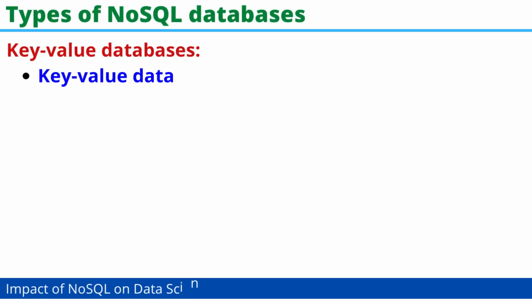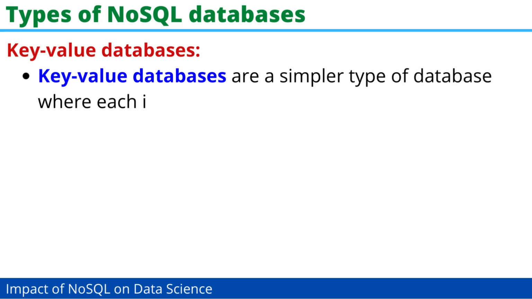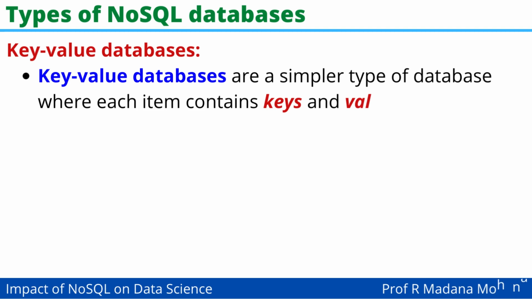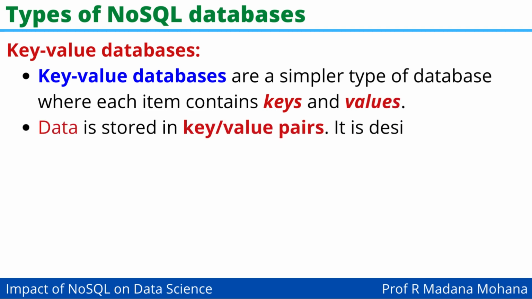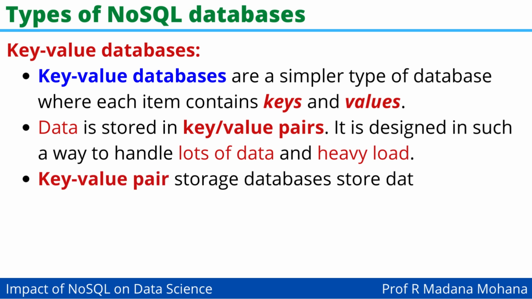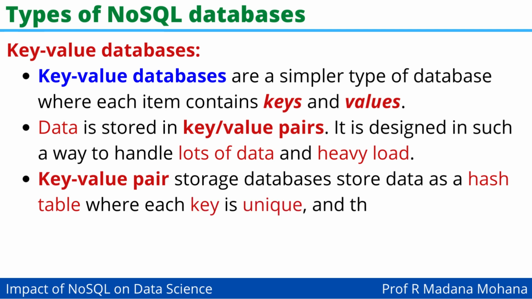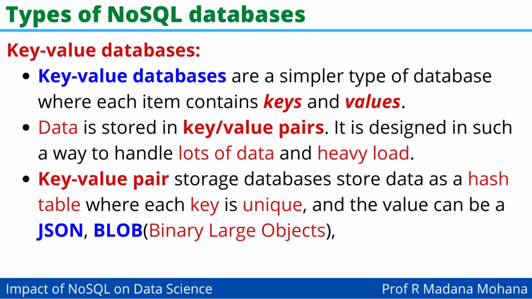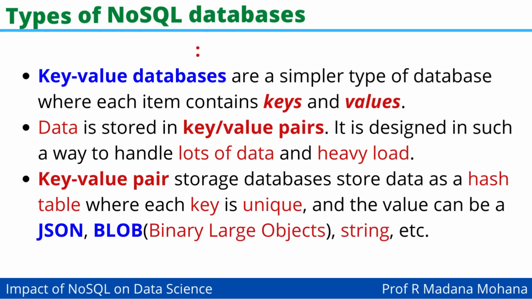The next one, key value databases. Key value databases are a simpler type of database where each item contains keys and values. Data is stored in key value pairs. It is designed in such a way to handle lots of data and heavy load. Key value pair storage databases store data as a hash table where each key is unique and the value can be a JSON or blob, binary large objects, or string, etc.